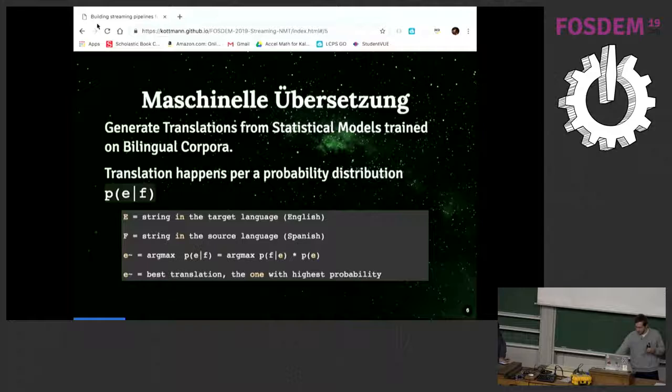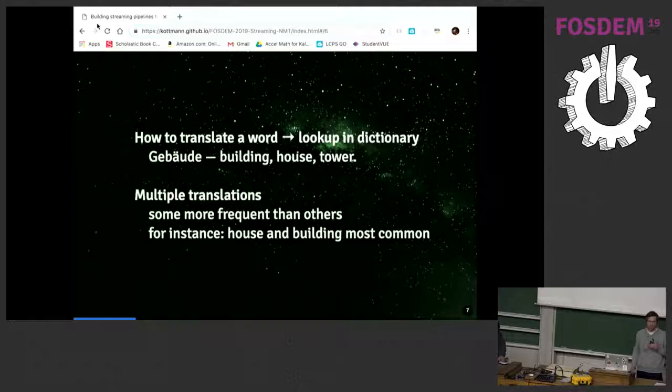Let's look at how we can translate one word. For one word, you would just go to a dictionary and look it up there. Here we have the example of Gebäude, and we could translate this to three words: building, house, or tower. Two of the words, building and house, are much more frequent than tower. But still, you would need to look at the context to see which word you want to use.